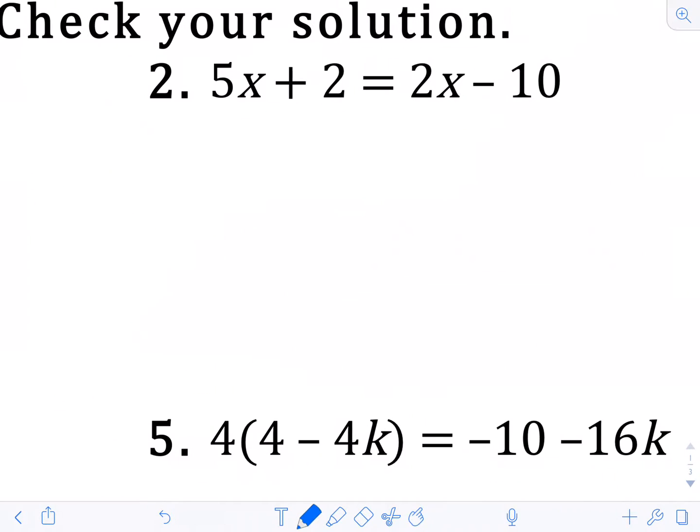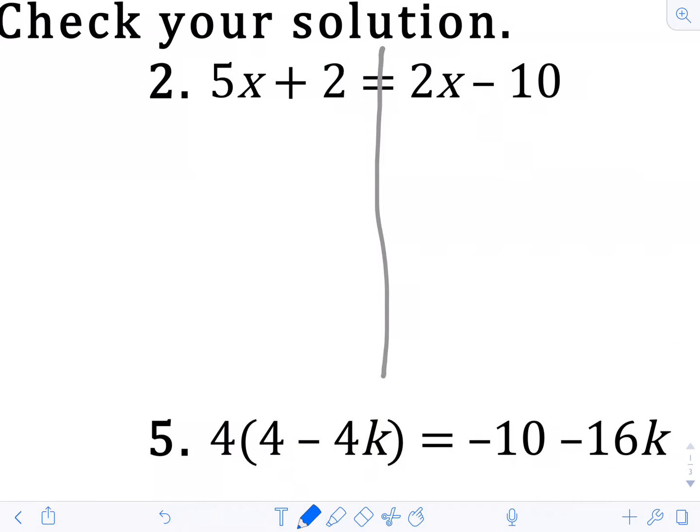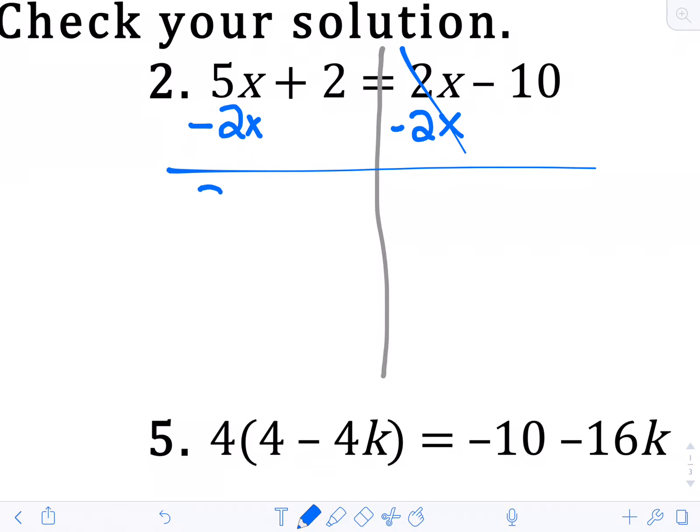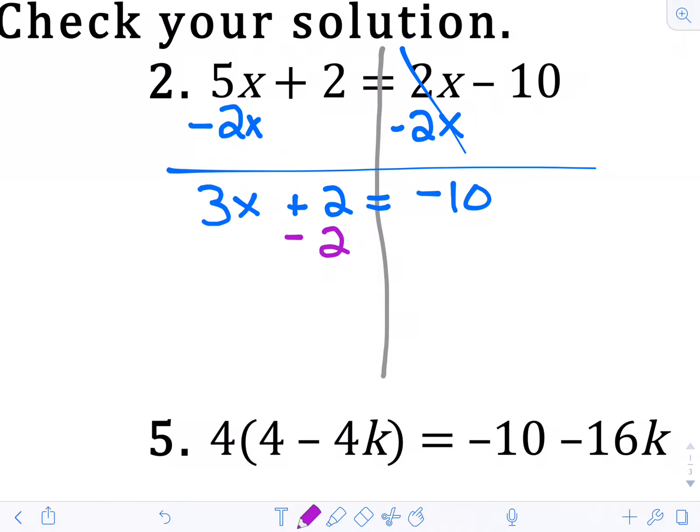Alright, number 2. So number 2, first thing I'm going to do is draw my line. I'm going to go ahead and see if there's anything I can combine on the left or right side, and there's not. So I'm going to go ahead and get my x's on the same side. I always like to move the smaller x, so I'm going to subtract 2x from both sides. Those cross off. 5 minus 2 is 3, so I have 3x plus 2 is equal to, all I have left over here is the negative 10. Then I'm going to go ahead and move my 2, so minus 2 minus 2.